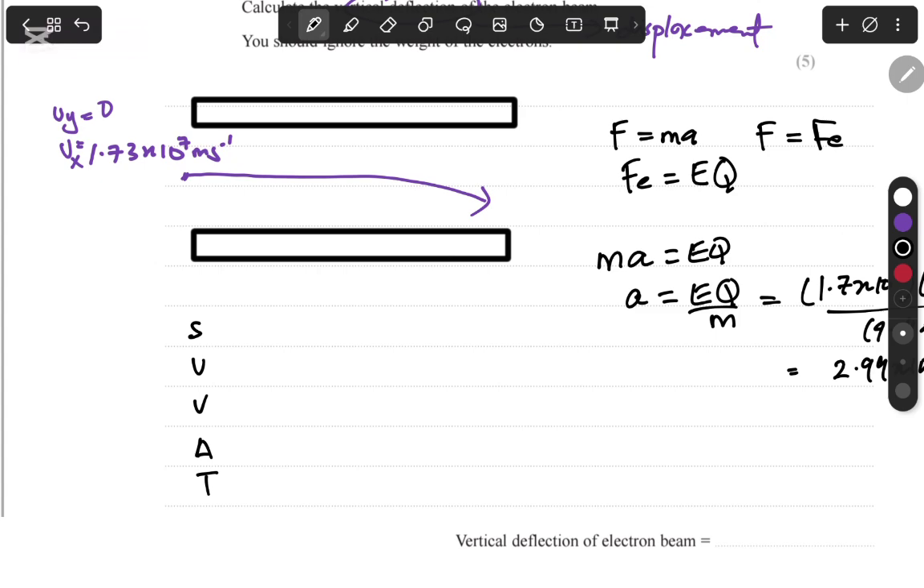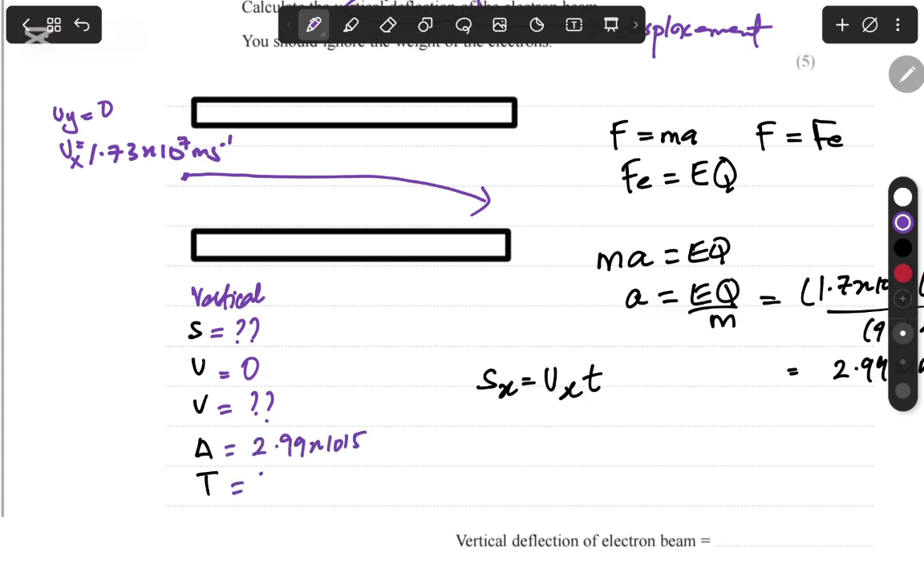For the horizontal direction, we only have one equation, which is Sx is equal to Ux t, and this is for the vertical direction. So we want to find the vertical displacement. We know the initial velocity is 0. Final velocity we don't know. Acceleration is 2.99 times 10 to the power 15, and time we don't know. Remember, we have to know at least 3 of them to be able to solve. So we need to either find the final velocity or find the time.